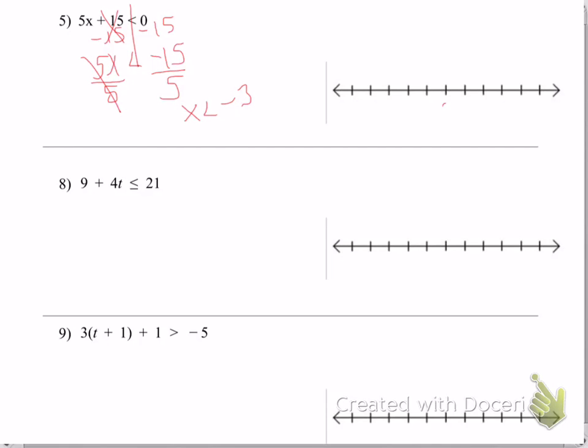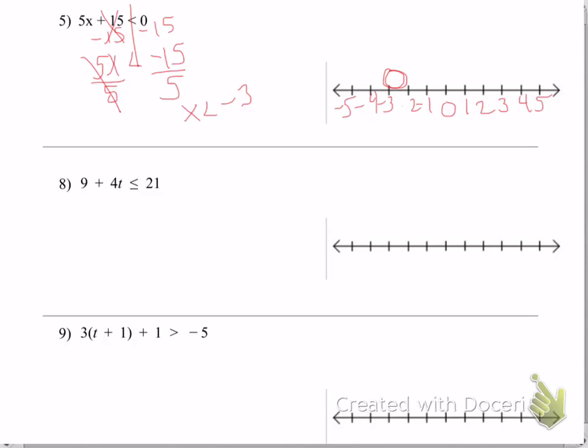So let's go ahead. 0, 1, 2, 3, 4, 5. There's our positive numbers. Now our negative. So -1, -2, -3, -4, -5. So we'll have an open circle at -3.